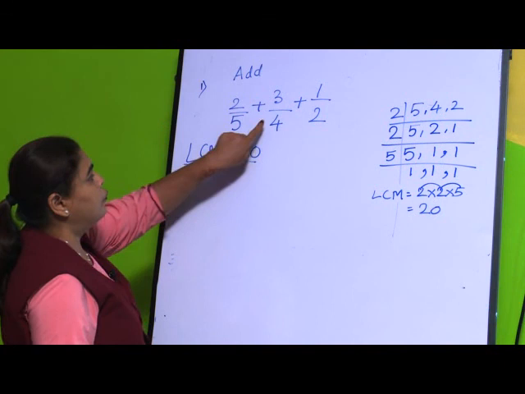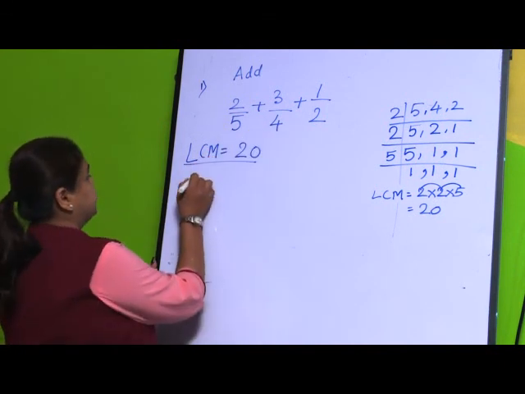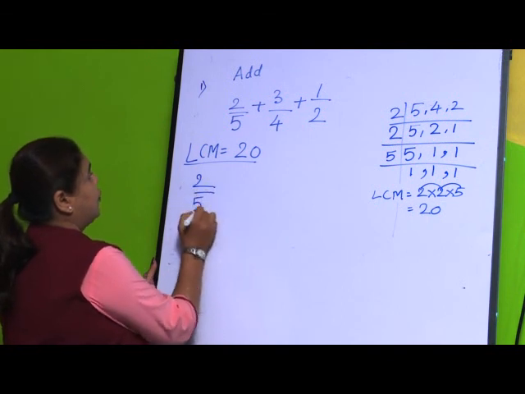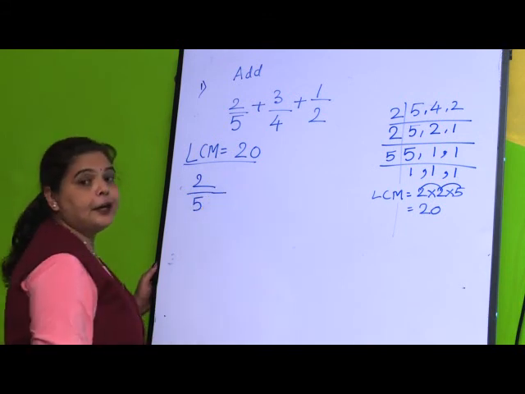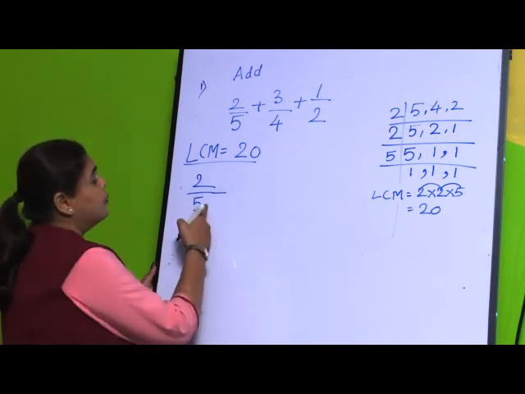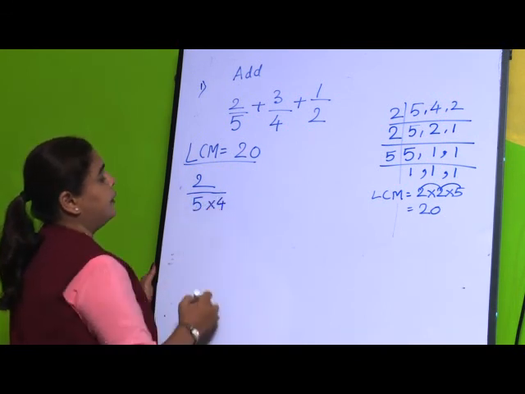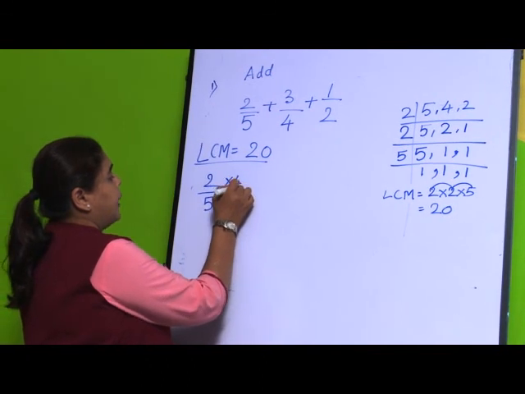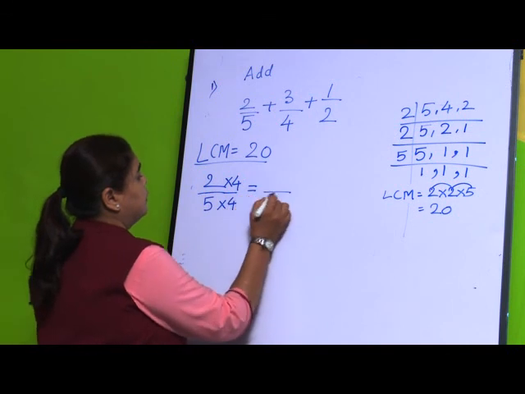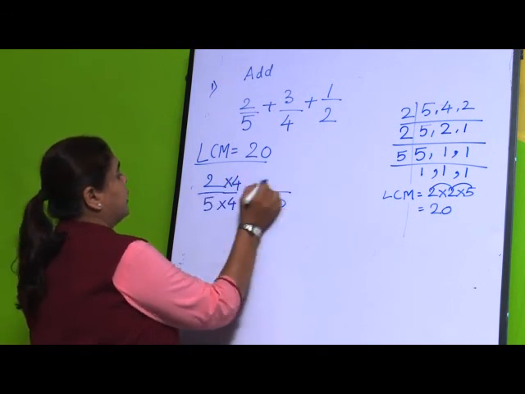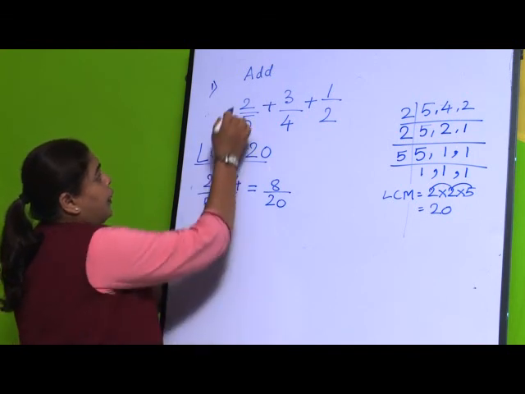Now one by one we have to convert all these fractions into like fractions. First I will write the first fraction, 2 upon 5. To make the denominator 20, which number do I have to multiply here? Yes, you are right. 5 4s are 20. The same number I have to multiply in the numerator too. So 5 4s are 20 and 4 2s are 8.